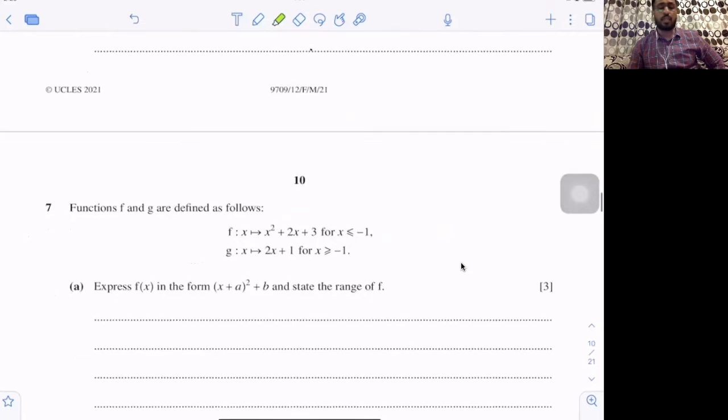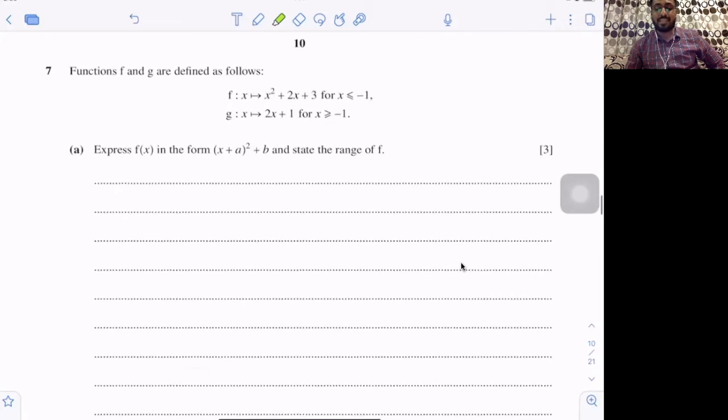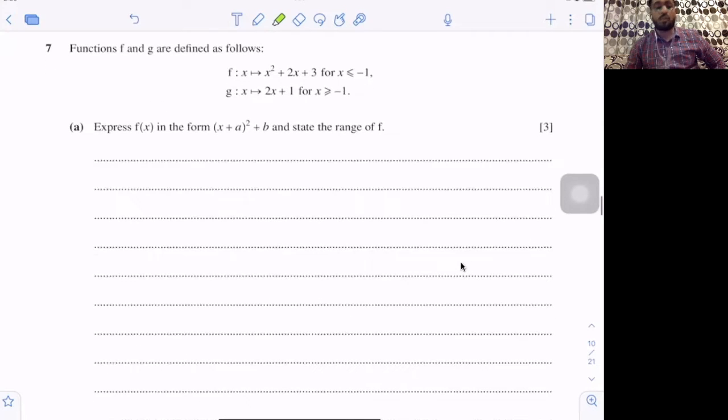Now let's move on ahead, right? So that was the entire question 6. I hope you have well understood the question. We are going to move on to the next part of the question paper, question number 7, which involves functions, right? So this is a question on functions.